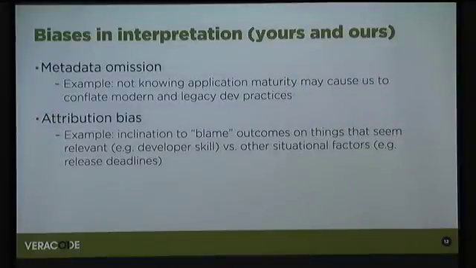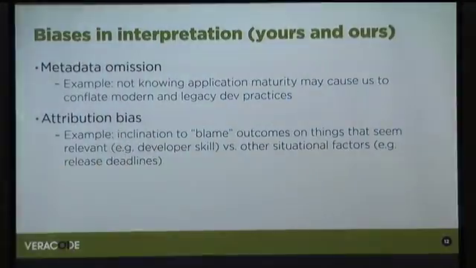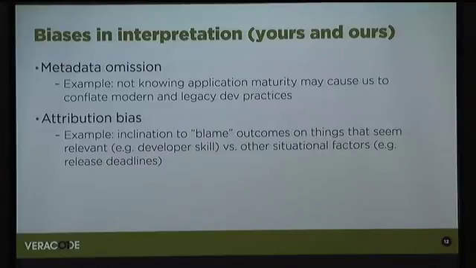Here are some biases in how you might interpret the data. So metadata omission, I call it. Not knowing the maturity of a particular application may cause you to make some assumptions, because you're kind of grouping it all together. You're saying, well, this group over here is a really modern dev group, and this one over here is legacy, and we don't capture that. We don't know how old the application is necessarily. We're lumping all the data together in terms of what we find.